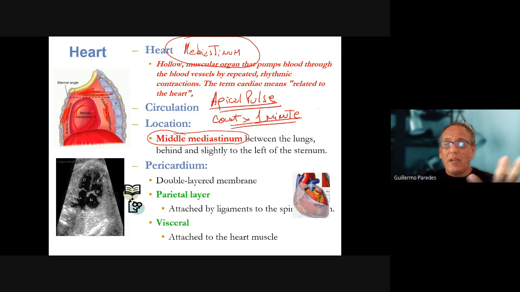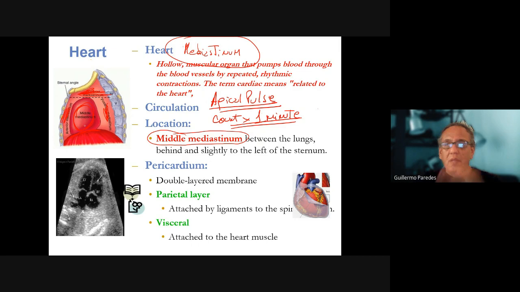Below, it is going to be over the diaphragm. It's going to rest over the diaphragm. So every time you breathe in, breathe out, your heart is going up, going down. That's why when you have myocardial infarctions, they can give you some gastrointestinal problems, especially here in the epigastrium, because of this location of the diaphragm. All right, so conclusion, recap.